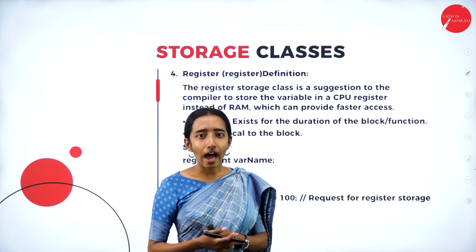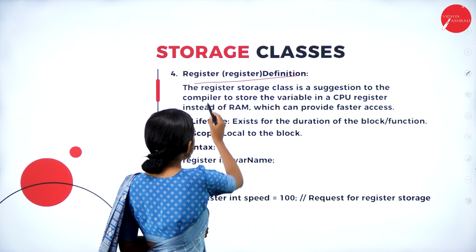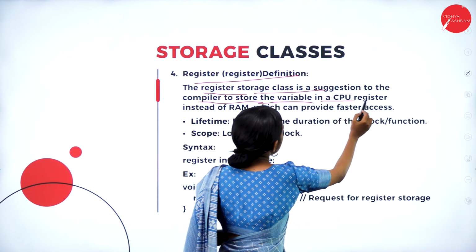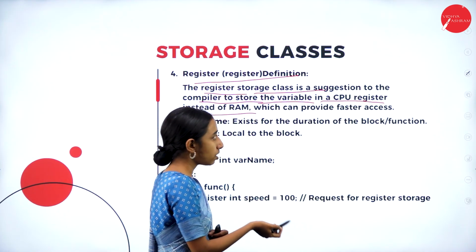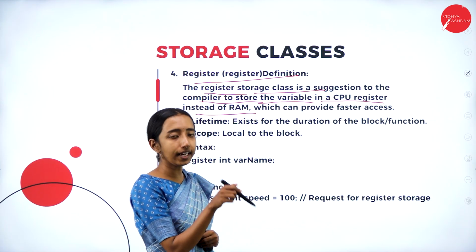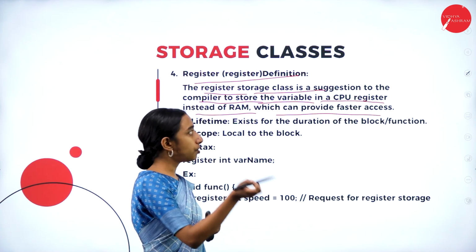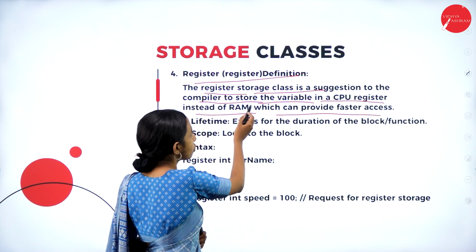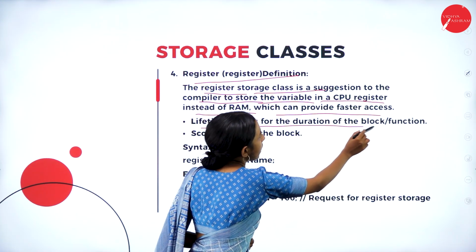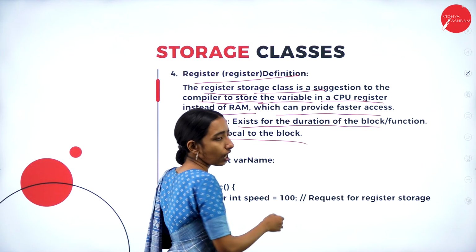Next, the fourth one is the register storage class. The register storage class suggests that the compiler store the variable in a CPU register instead of RAM. Why? Because it can provide faster access. To have faster access, it suggests the compiler store the variable in the CPU instead of RAM. The lifetime exists for the duration of the block or function, as with automatic, and the scope is local to the block.